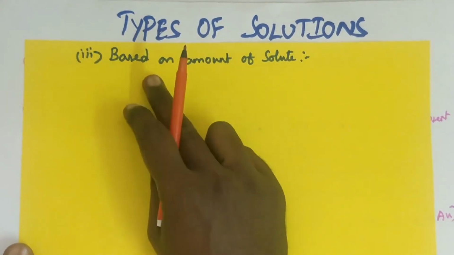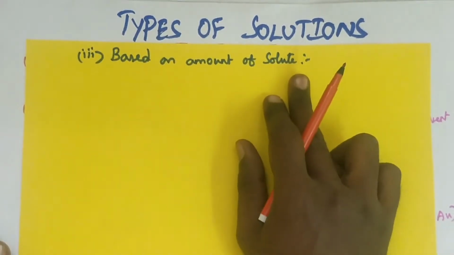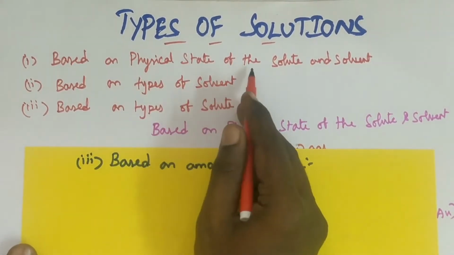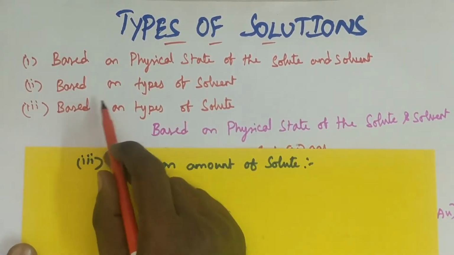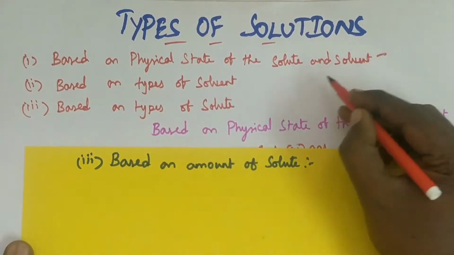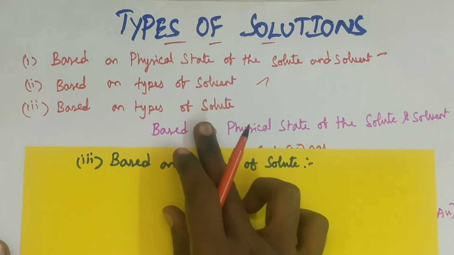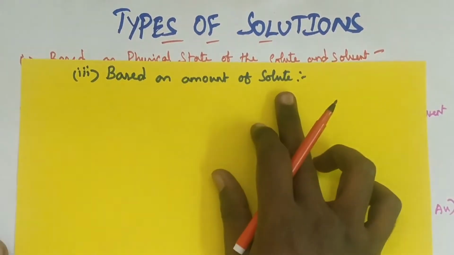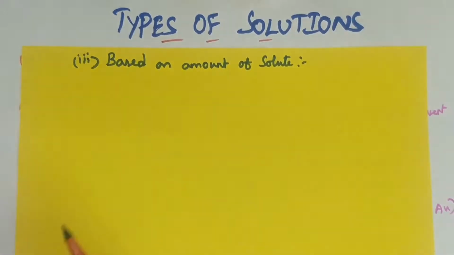So next topic is based on amount of solute. Already in types of solution, 3 types we have seen: based on physical state of solute and solvent, based on types of solvent, and based on types of solute. So first 2 already we completed. So last one we will see. Based on type of solute is nothing but based on amount of solute. This is the last one.